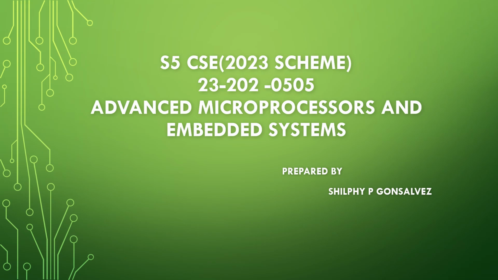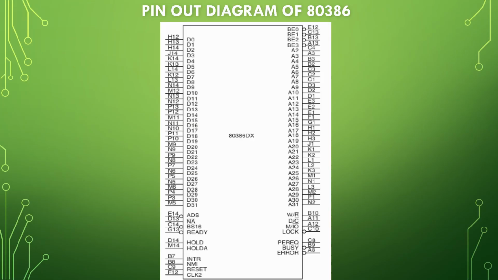Dear students, in the previous session, we have gone through the architecture as well as the simplified block diagram of the advanced 80386 microprocessor. And in this video, we'll be going through the pinout diagram of 80386. So let's begin. Here is a pinout diagram of 80386 microprocessor.